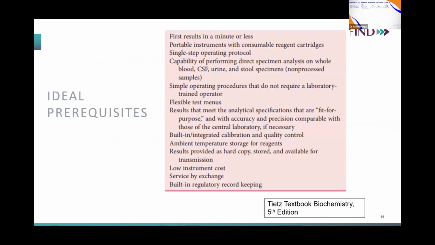Okay, so these are the ideal prerequisites. This is just given, what is the time of your analysis? Is it portable? If it's a single step, is it multiple? Thoughts should be invested while you are thinking of getting a POCT device. I'm just leaving it here because this is a little too much for the scope of this discussion now.